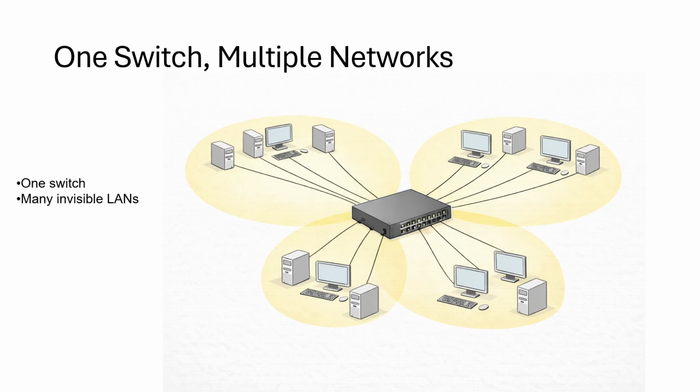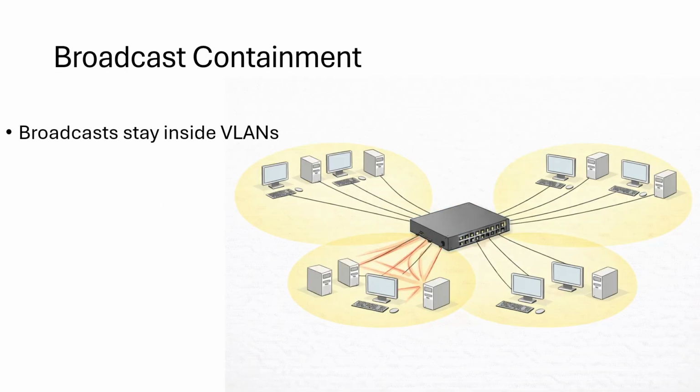This is the hardest concept for beginners. Without VLANs, one switch equals one network. With VLANs, one switch equals multiple invisible networks. Each VLAN behaves like its own local area network, its own broadcast domain, and its own isolated environment, even though the cables are shared. This is where you stop thinking physically. The switch is no longer one network. It's many logical networks sharing hardware.